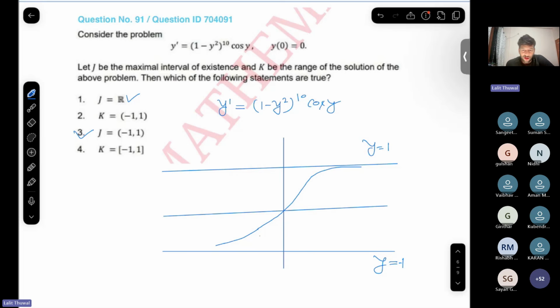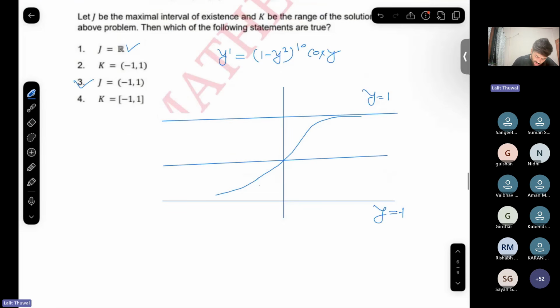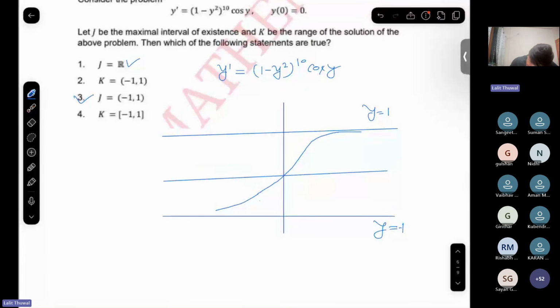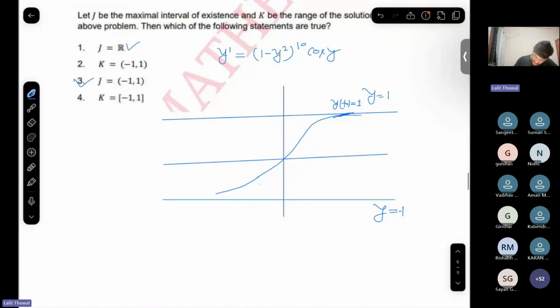Why? The graph may not look like that. Obviously it's monotonically increasing. We don't know yet whether it's monotonically increasing or not, because cos y can be positive or negative. So see, assume that this is the solution, because it's taking the value 0. And if it takes the value 1 at some point, say y(t0) equal to 1, now this problem, y' = y squared cos y, y(t0) = 1.